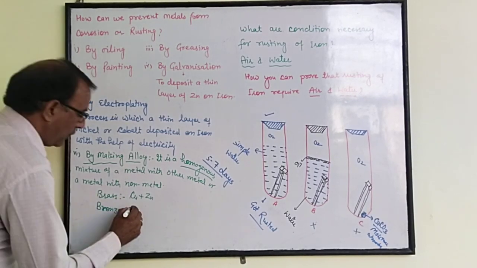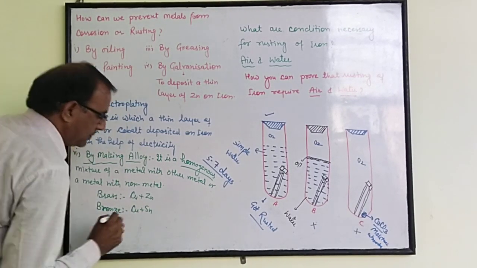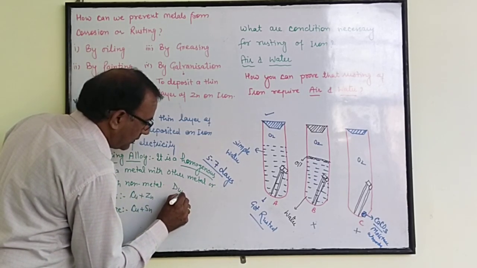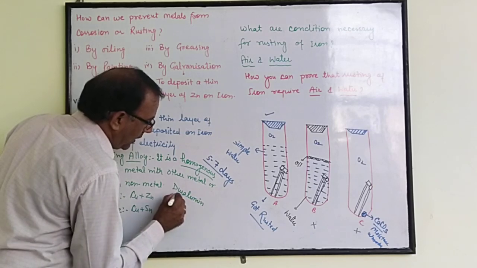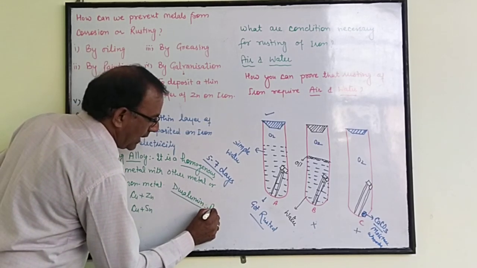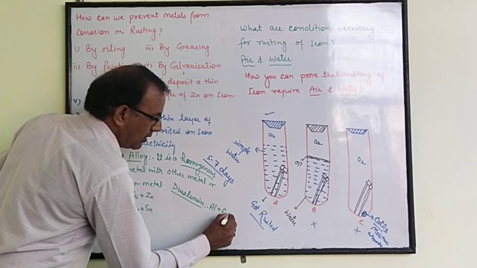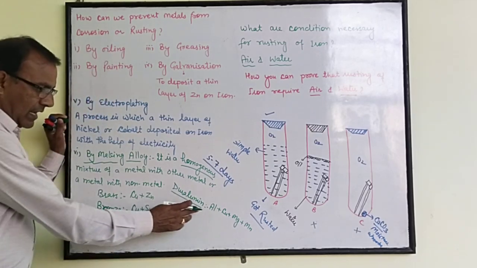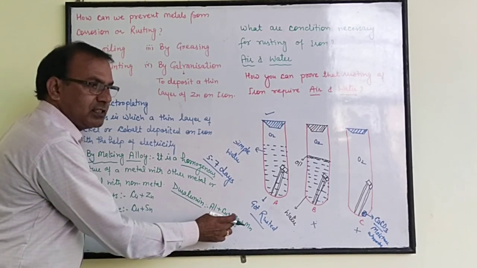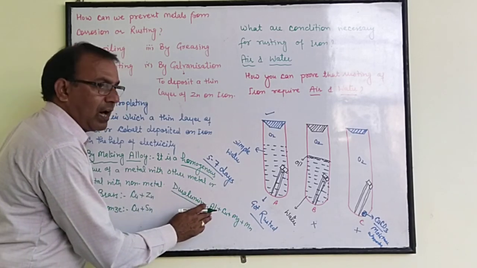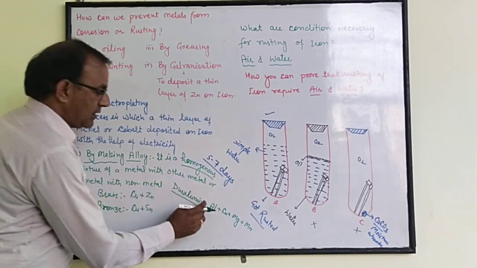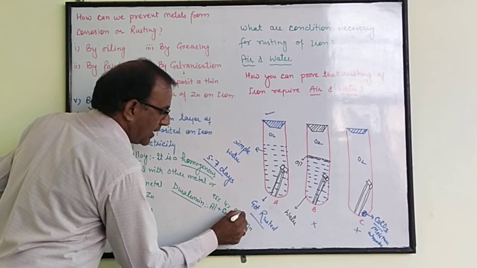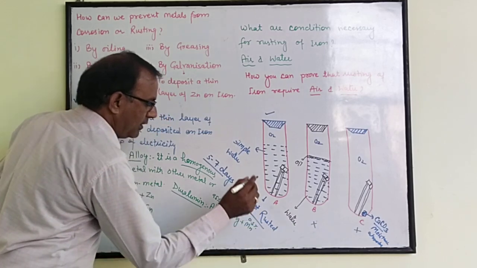Bronze is an alloy of copper plus tin. Same as duralumin. Duralumin is an alloy of aluminium, copper, magnesium and manganese. These are the four metals: aluminium, copper, manganese and magnesium. All are mixed in a definite ratio. It means aluminium 95%, copper 4%, manganese and magnesium both contained 0.5%.